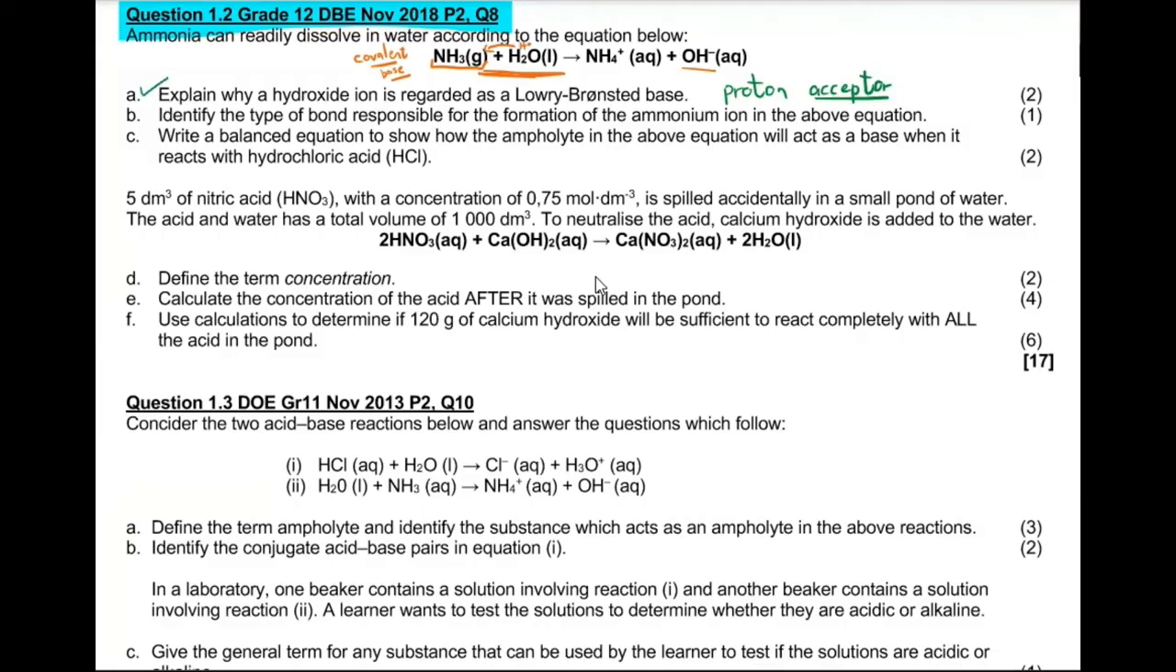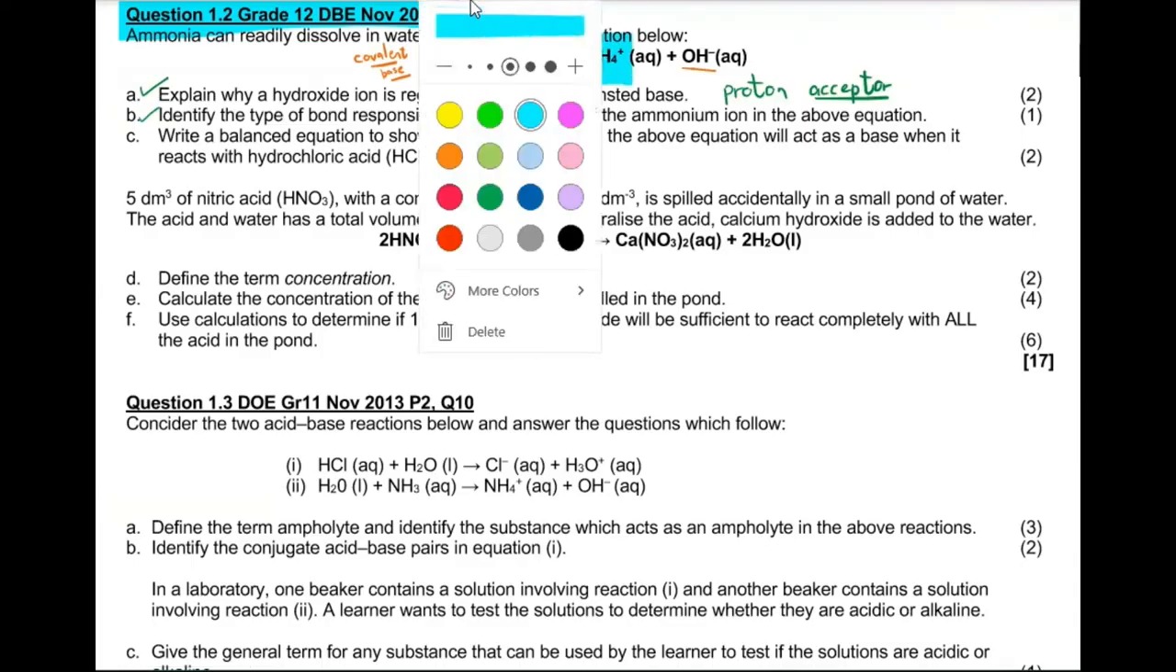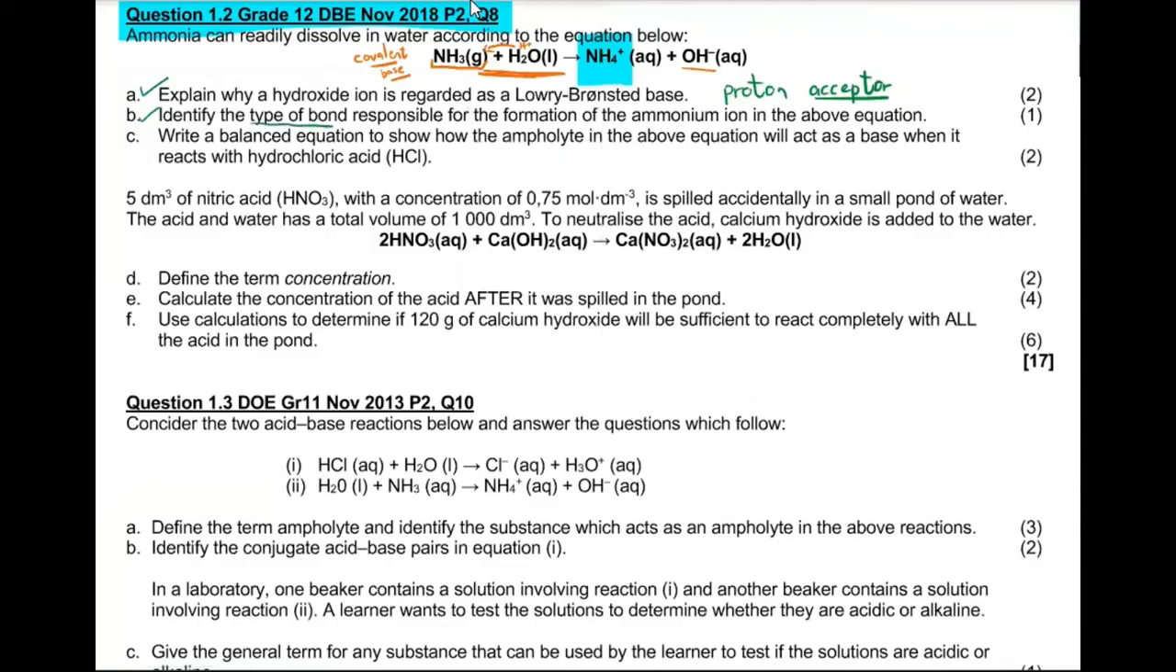Question A, done. B, identify the type of bond responsible for the formation of the ammonium ion in the above equation. So in our above equation, I'm not going to keep on zooming in. I'll just keep it as it is. In our equation, that is our ammonium ion, but they're asking us what type of bond is responsible. And now you've made the notes, so you don't have to go back. But even if you didn't make the notes, nitrogen, hydrogen, two nonmetals, covalent bond.